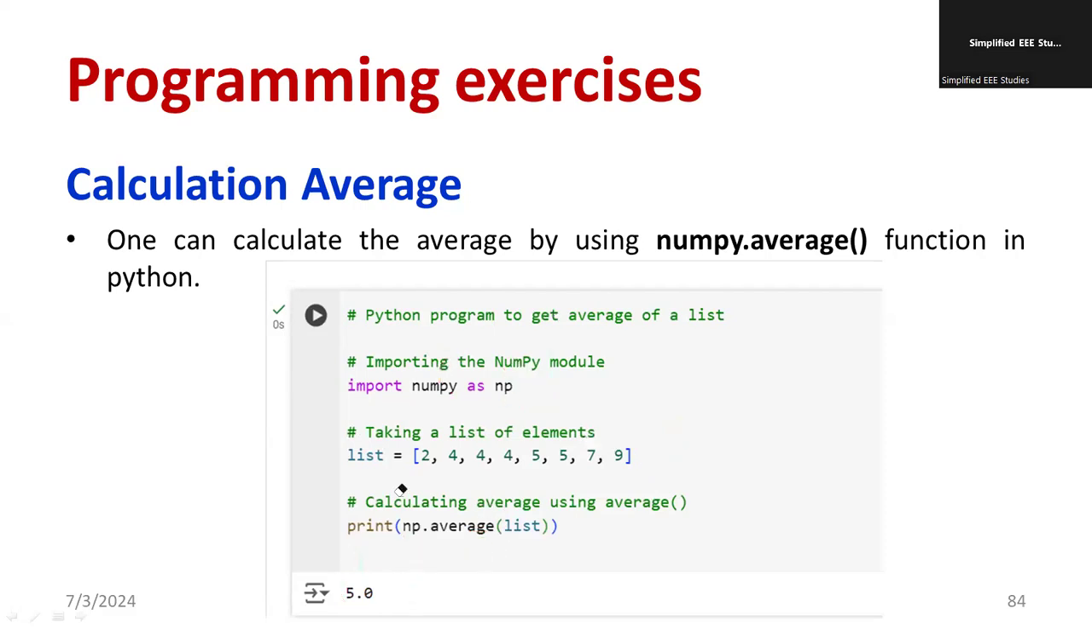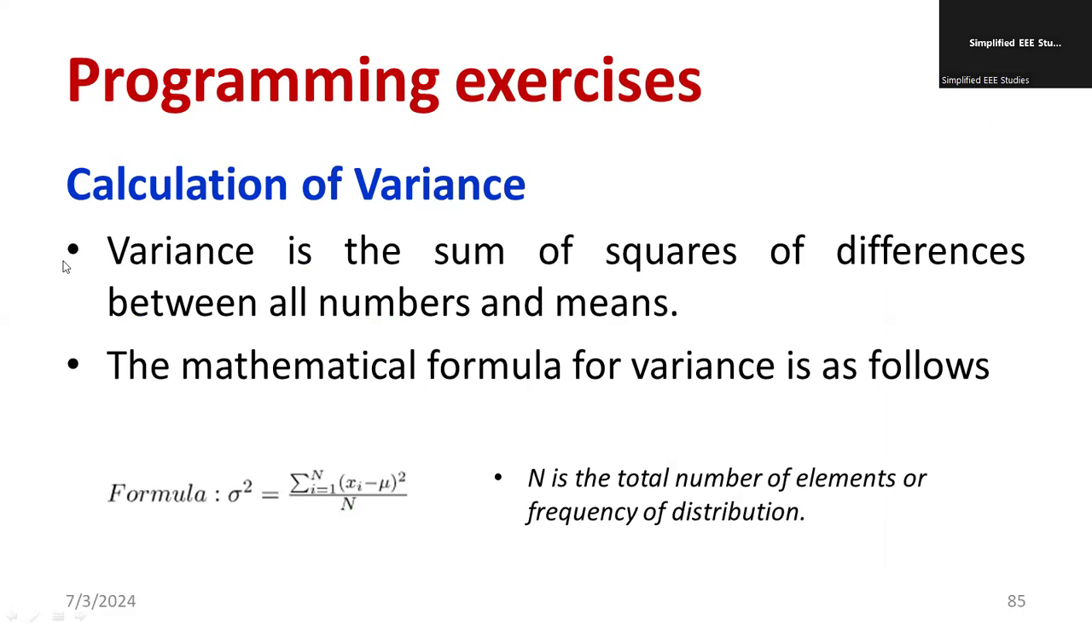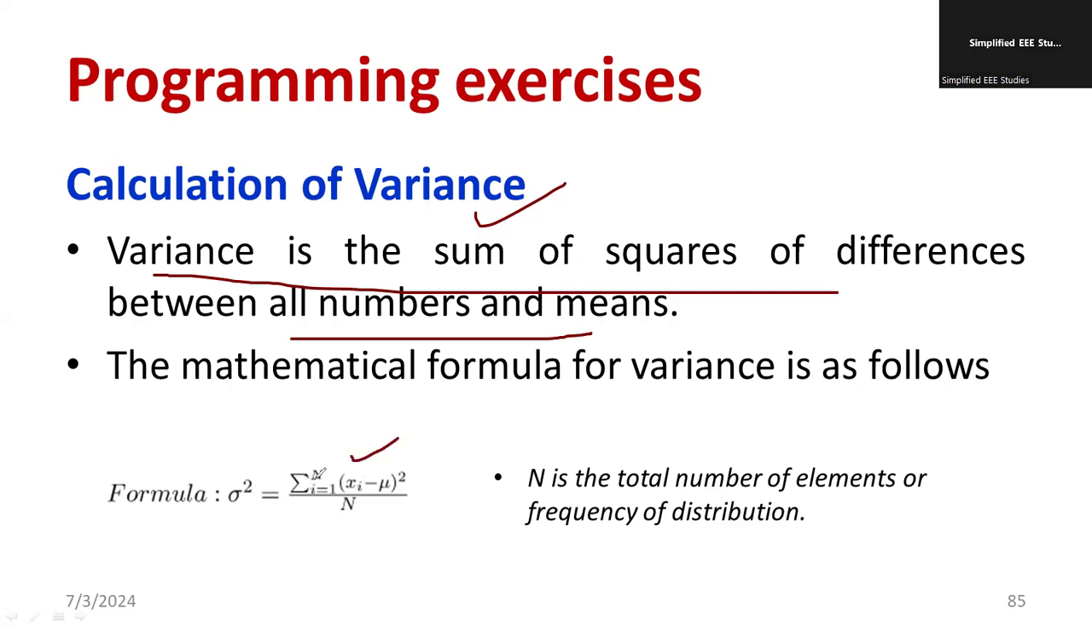Once we compute the average, we have to compute another parameter. Sorry, the variance. How will you compute the variance? First of all, variance is nothing but the sum of the squares of differences between all the numbers and the mean, divided by n. Mathematically, we can write sigma square equal to sigma i equals 1 to n, xi minus mu the whole square, divided by n.